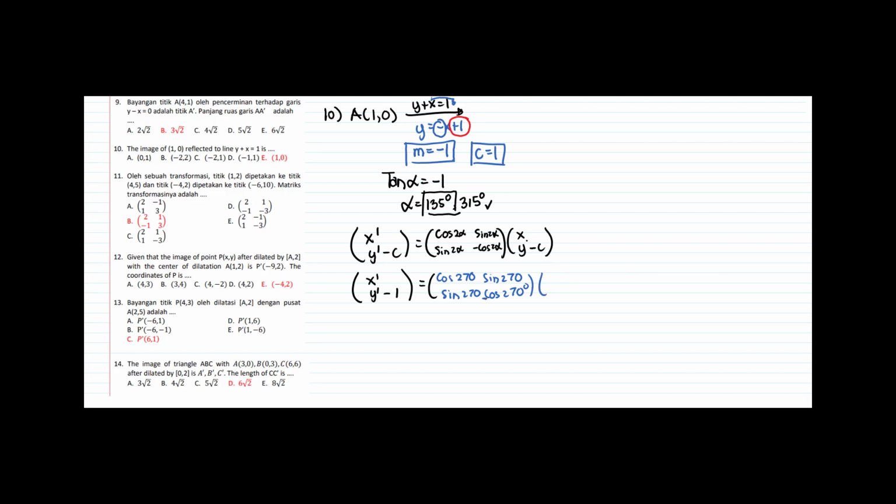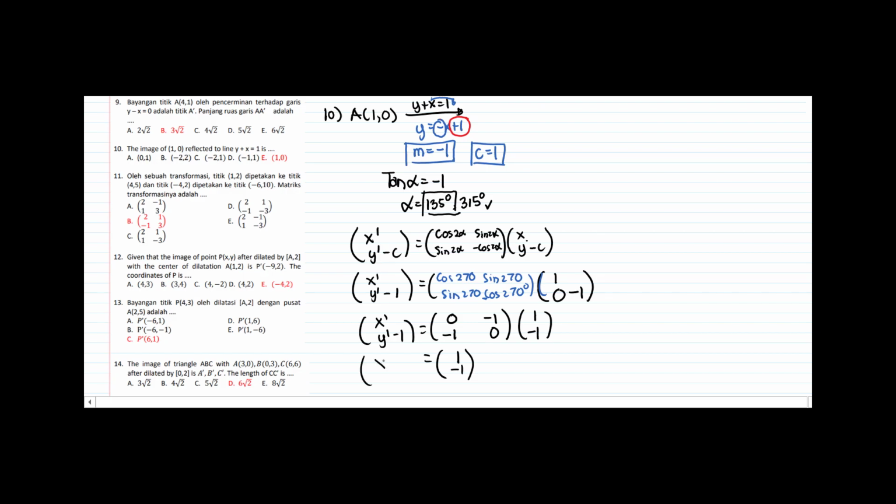Okay, and then the x is 1, the y is 0, c is 1. So x accent, y accent minus 1 equals the matrix cos 270 = 0, negative 1, negative 1, 0, times 1, minus 1. The result will be 1 and negative 1. It's still x accent, y accent minus 1. So from this I get x accent equals 1 and y accent equals 0.